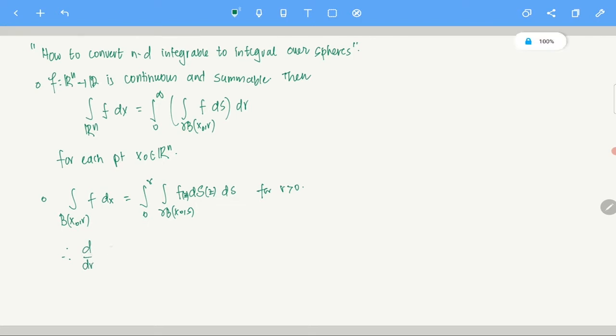Now if you differentiate both sides, d/dr of the integral over B(x0, r) of f dx, that will become the integral over ∂B(x0, r) of f dS. I think this is quite clear. I'm just differentiating both sides here. So this is the important formula, and I'm going to use this formula. What I'm going to do is this.